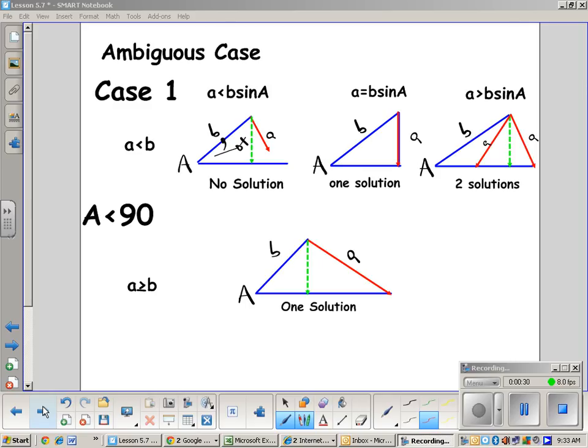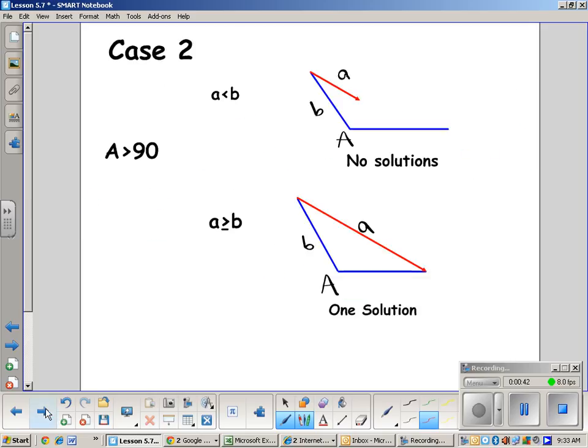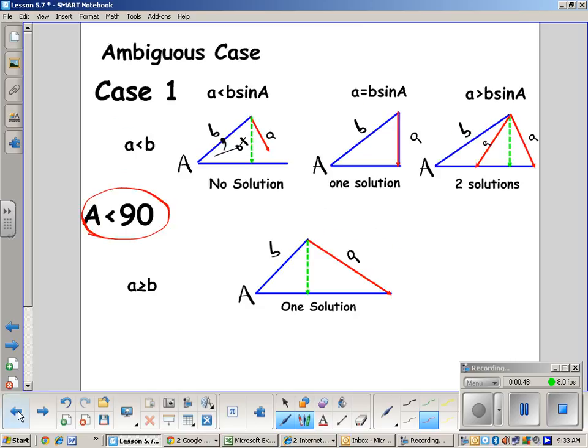I'll give you time to copy this. Just pause for a moment. The first scenario is when the angle is less than 90 degrees. The second scenario will be when the angle is greater than 90 degrees. Within this first scenario, we have two situations.